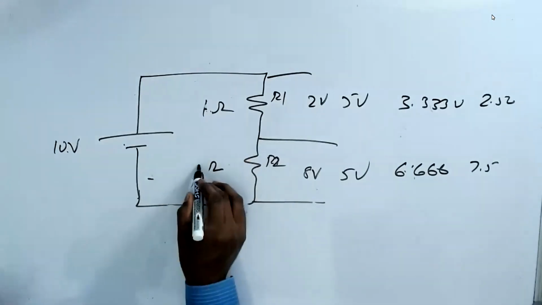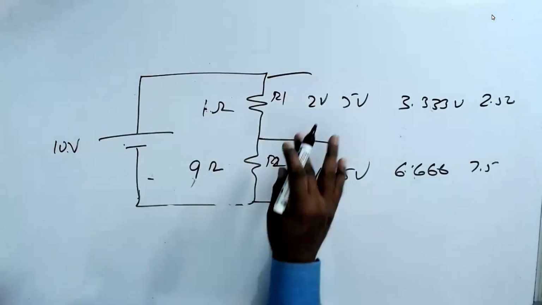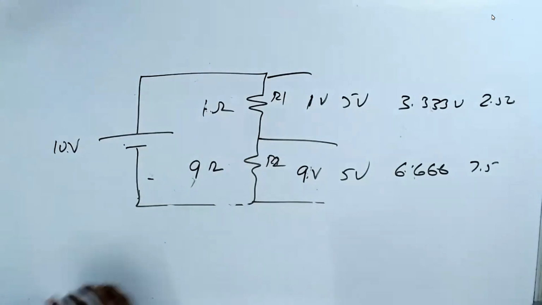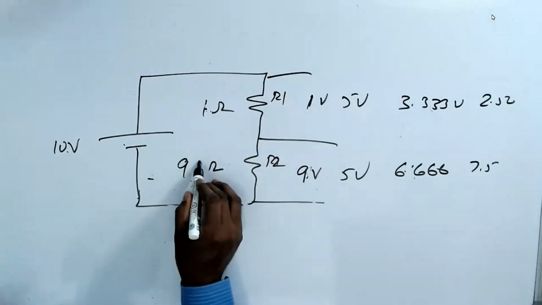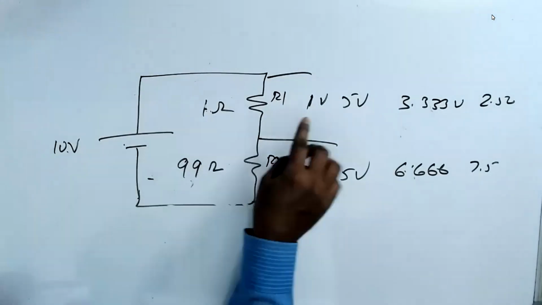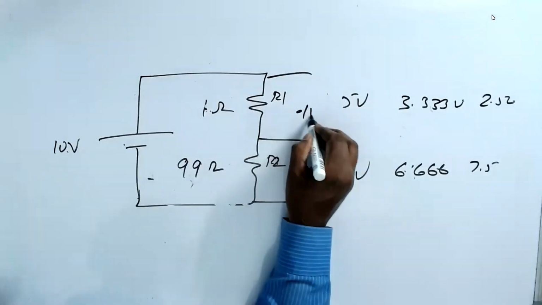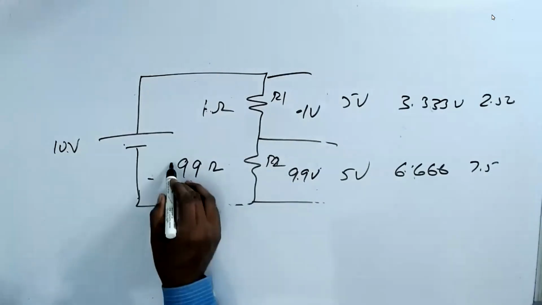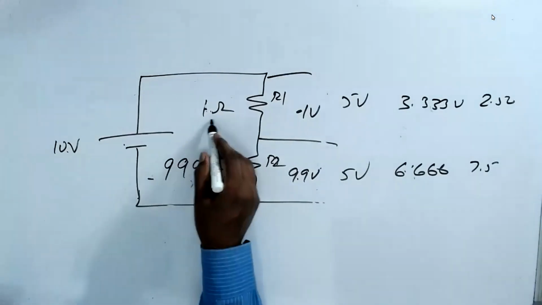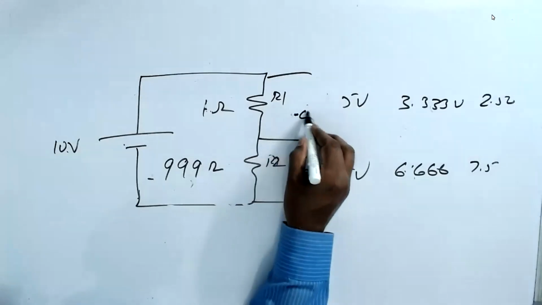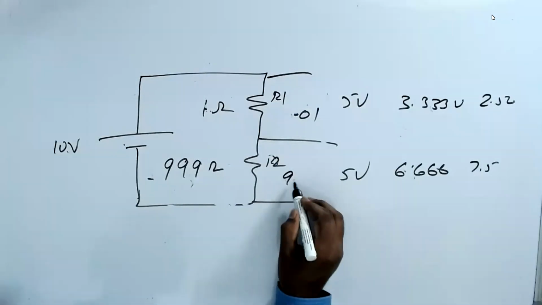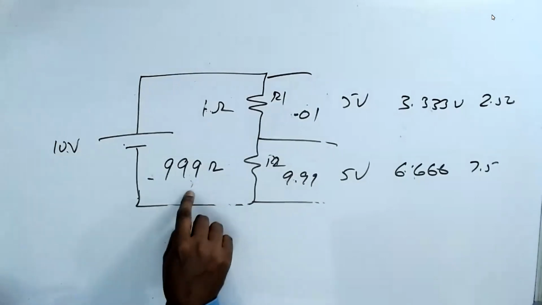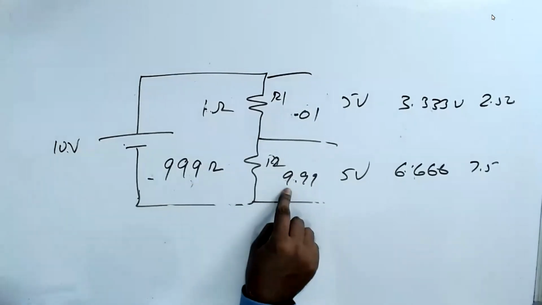When I make it 9 ohm, then this becomes 1 volt, and this becomes 9 volt. When I make it 99 ohm, then this becomes 0.1 volt, and this becomes 9.9 volt. When I make it 999 ohm, then this becomes 0.01 volt, and this becomes 9.99 volt. You understand that? When I keep on increasing the resistor here, the voltages keep on increasing.